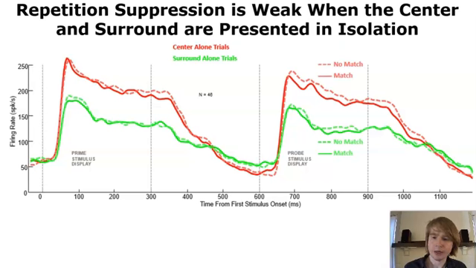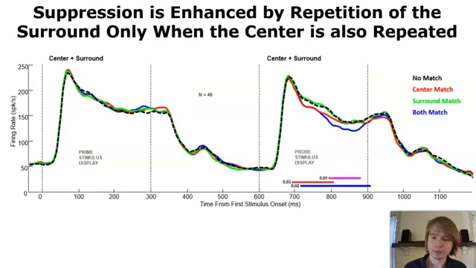The case was different, however, on trials when the disk and the annulus appeared together. Here's a peristimulus time histogram of the same V2 neurons, but on trials when both the center disk and the surround annulus were presented together. The no-match condition is the dashed line, the center match condition is in red, the surround match condition is in green, and the both match condition is in blue.